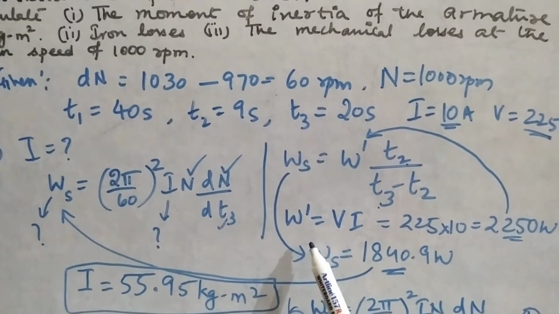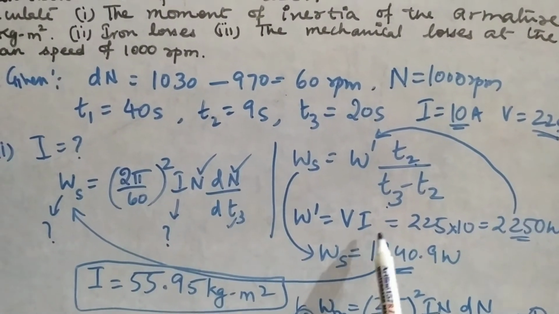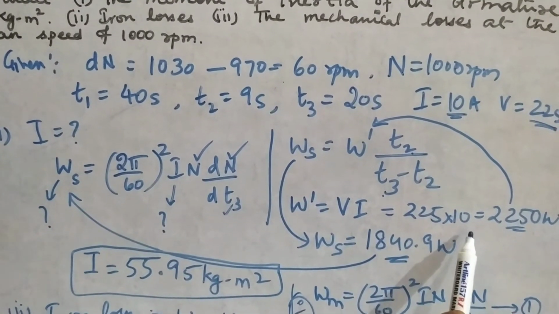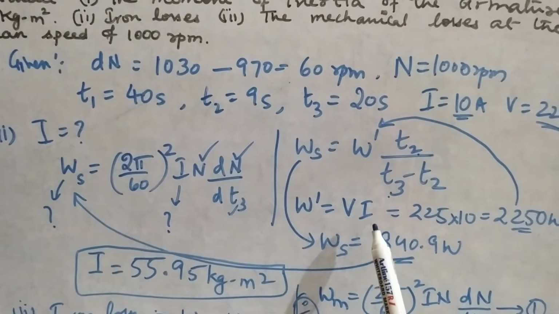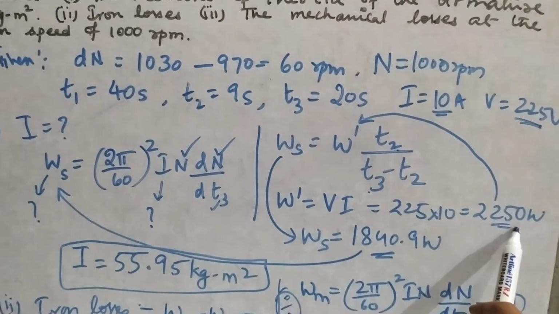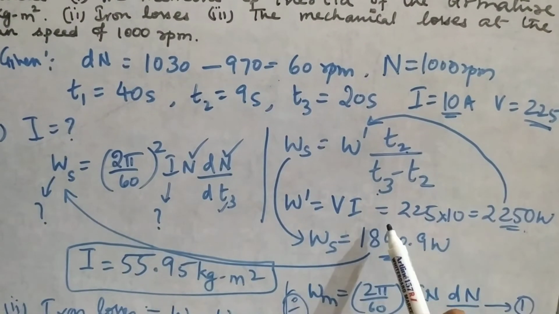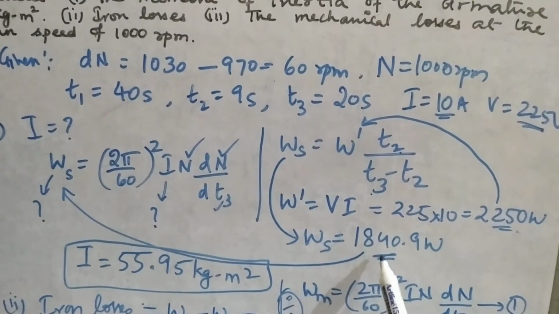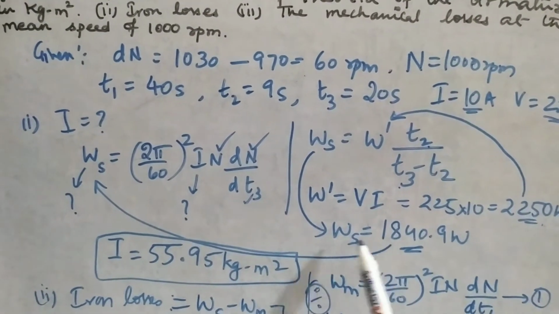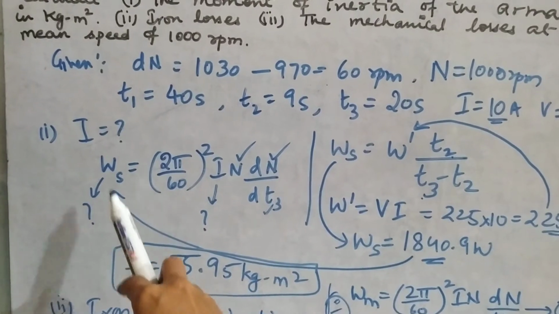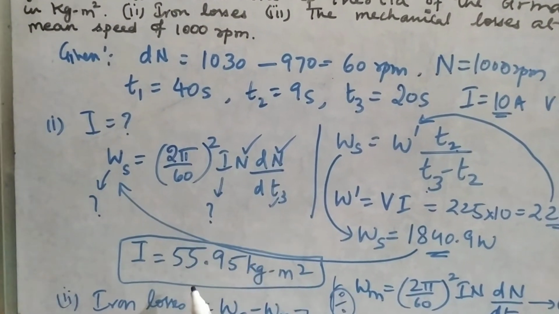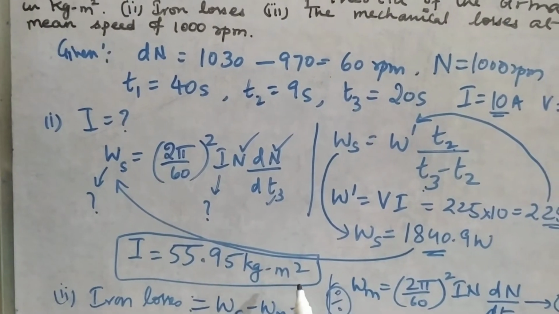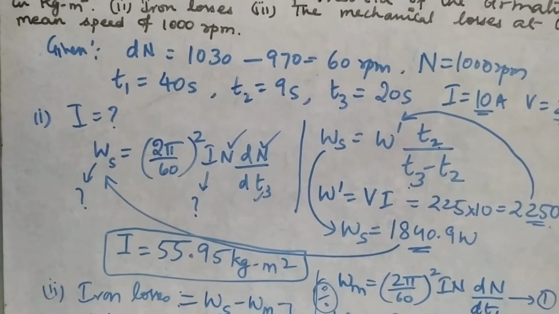In that, W dash is nothing but the power absorbed, that is V into I. So what is the time taken during that time? That is 225 volts and 10 amperes of an extra load. So that we have to solve. Once you solve this, W dash will be 2250 watts, and this value will be substituted in Ws. So we will get the Ws value as 1840.9 watts. That value will be substituted here in sub question 1. From this we can determine the moment of inertia, which is solved as 55.95 kg meter square. This is about sub question 1.